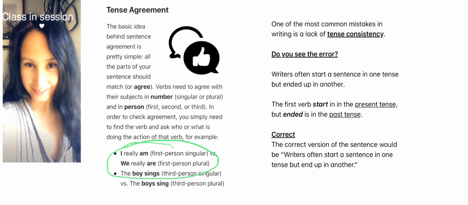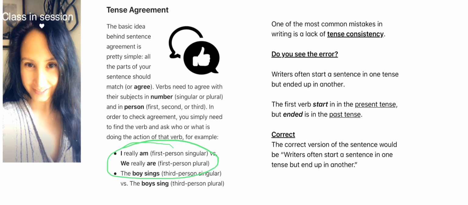So I is the pronoun, and am is the first person singular. We, which is more than one person, we really are. So we are, first person plural. Another example is the boy sings. The boy is the third person and it sings, so it's singular. Versus the boys sing, which is the third person plural.